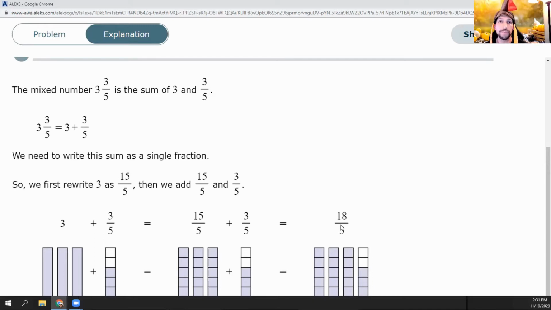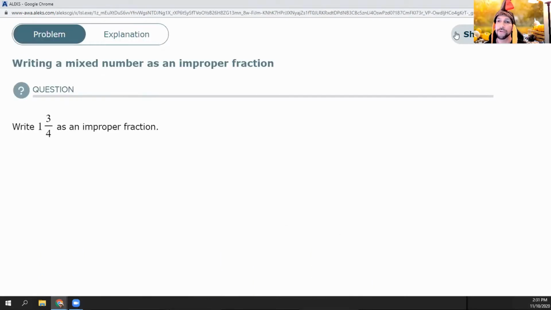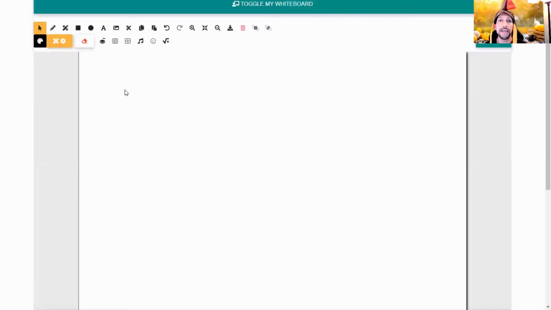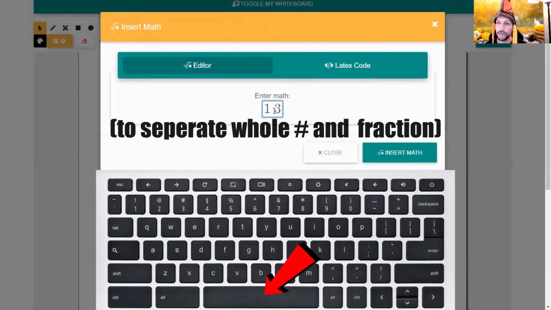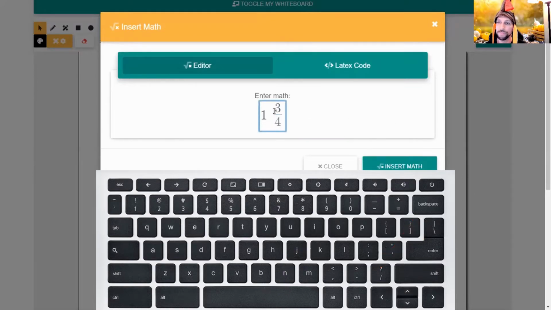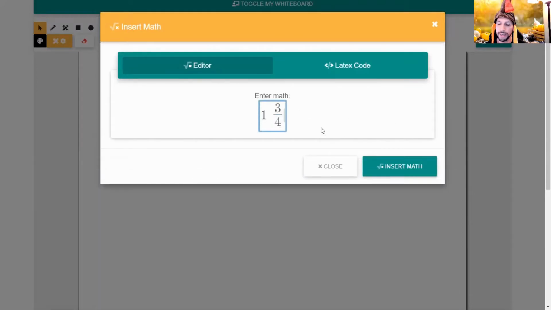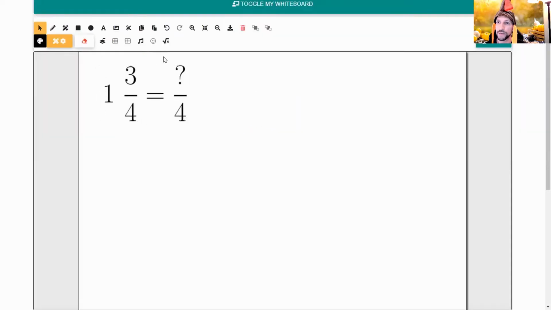So let's solve one of these examples with both the visual method as well as the mathematical method step by step. So here we're asked to convert 1 3/4 to an improper fraction. Let's do this visually. Inside whiteboard.fi, I'm going to open my equation editor, and I had 1 space 3/4 will give me 1 3/4. Now I want to know what that is equal to in terms of just fourths. So this is the question.